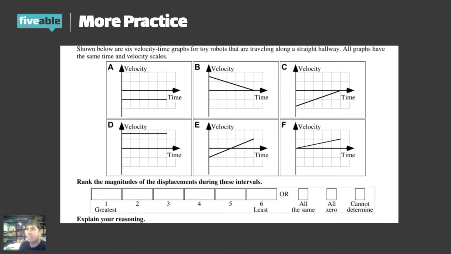Okay? So in this case, we have 6 different velocity time graphs, and they all have the same time and velocity scale. So all the velocity blocks going up have the same scale, and all the time ones going along have the same scale as well. We're supposed to figure out which ones have the biggest, the second biggest, the third biggest, the fourth biggest, et cetera, displacements. So which object, A through F, traveled the farthest, the second farthest, the third farthest, and so on.